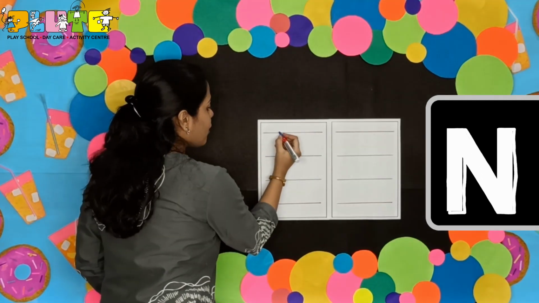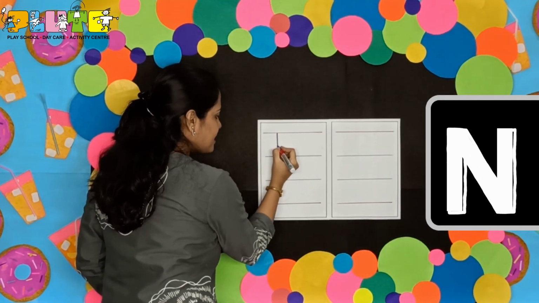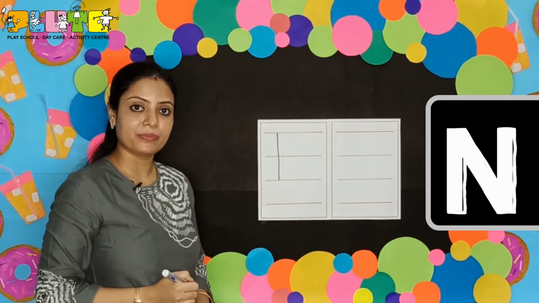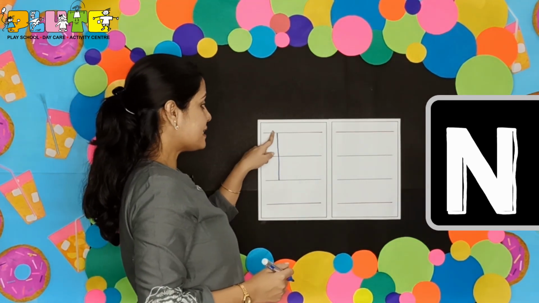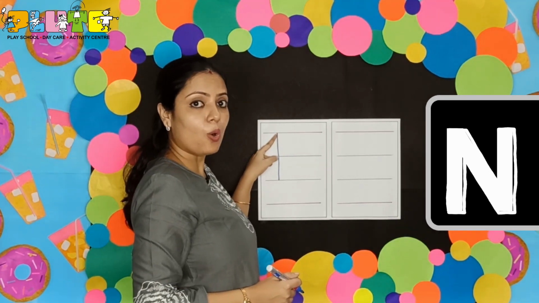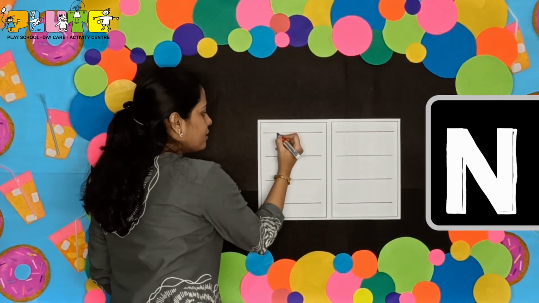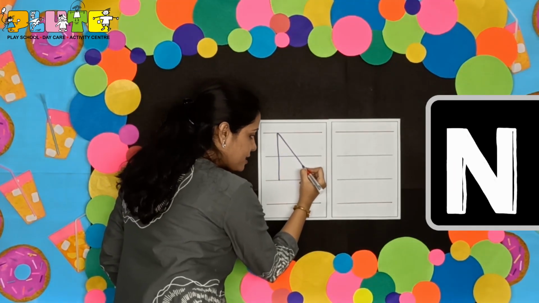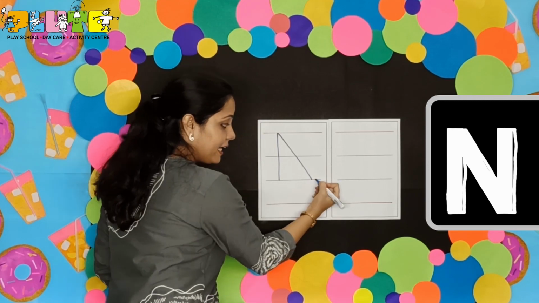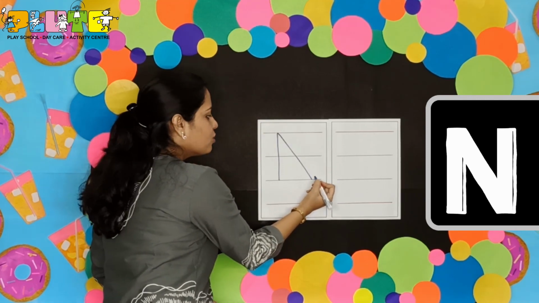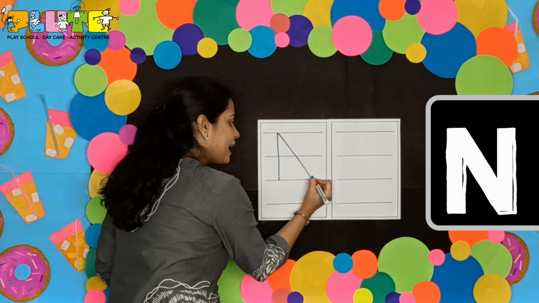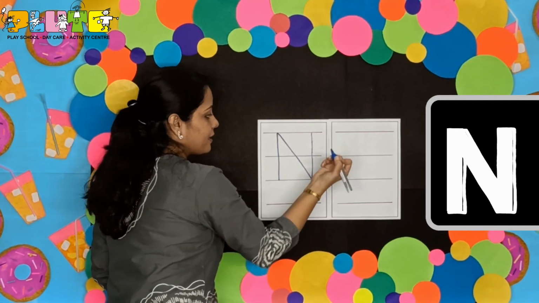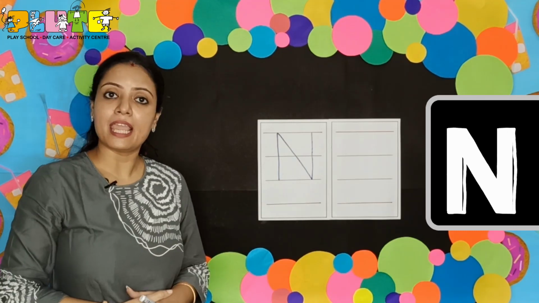First we will draw a standing line from the first line and slowly go down till the third line, and we will stop. Then we will draw the slanting line from the same point on the first line. We will draw the slanting line, cross the second line, pull it downwards and stop at the third line, and from this point we will draw another standing line going in upward direction till the first line. So children, this is N.